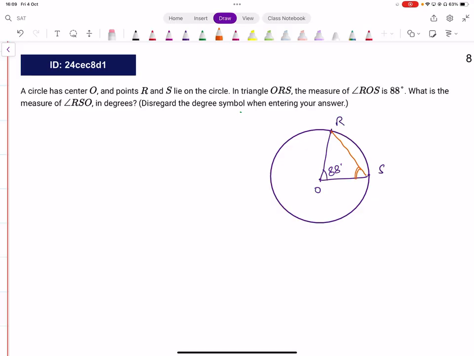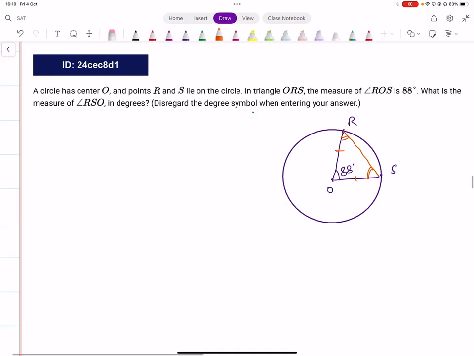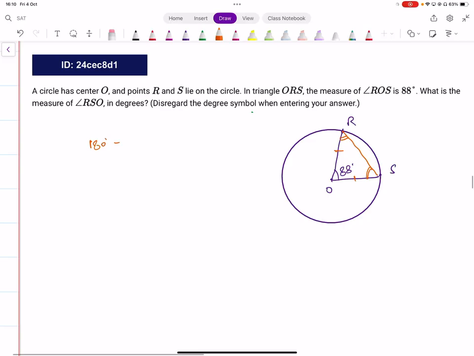Now it's an isosceles triangle. These are radii, so these base angles have to be equal. So all we have to do is 180 minus 88, that's the remaining angle. Divide this by 2, and that will give you one of those angles, that's 92 over 2, which is 46 degrees. So that's our answer. It said disregard the degree symbol, so when you write this as a fill-in question, you would say it's just 46.